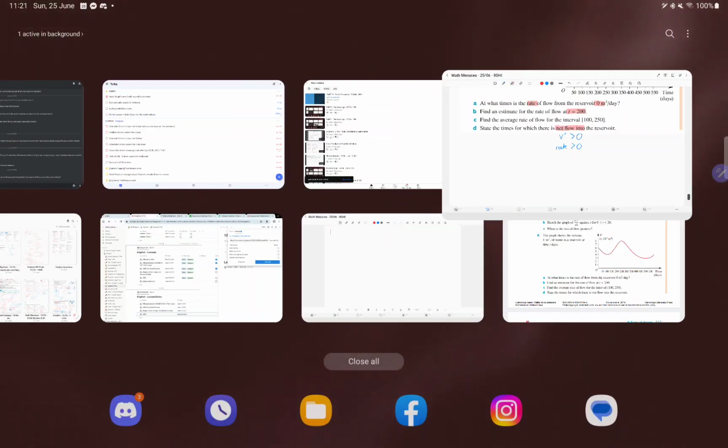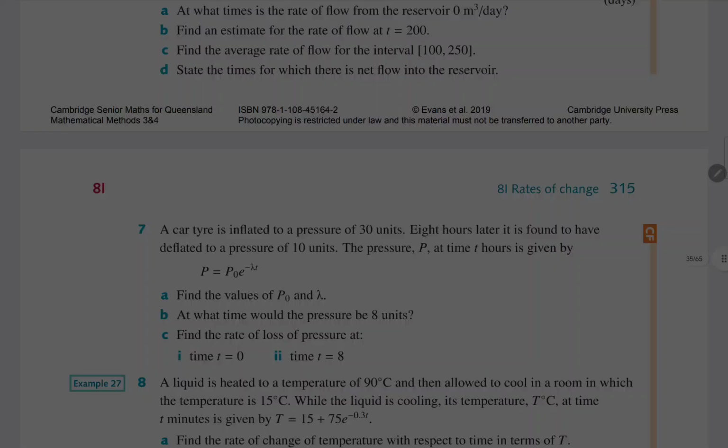Good. Yeah. So next is question 7. A car tire is inflated.